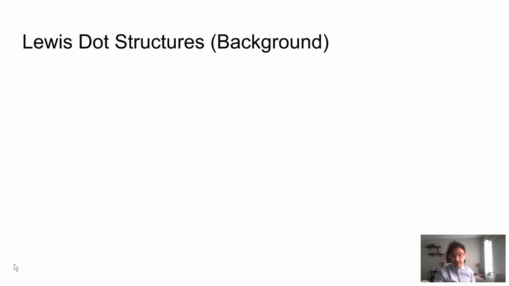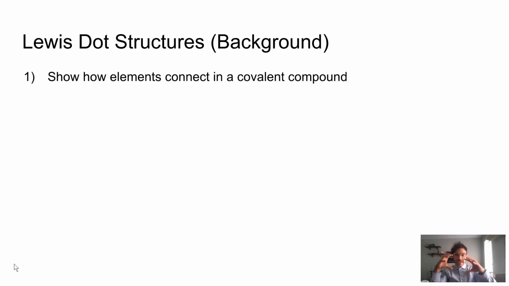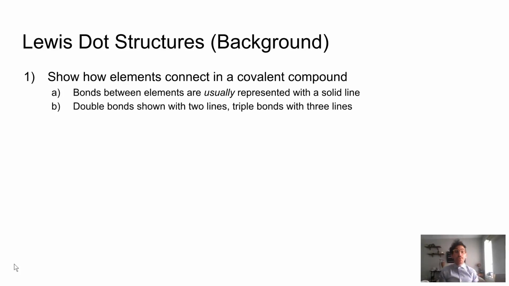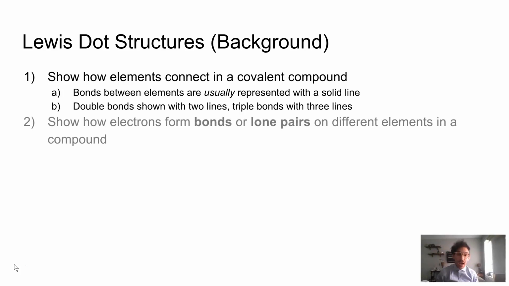Not too spicy. But Lewis dot structures, let's talk a little background before we talk about how to make them. We're going to show how elements are connected in a covalent compound. You might see them in other types of compounds, but not as often. The bonds between elements are usually represented with a solid line. You might see different things in different structures, but for our basic Lewis dot structures, we're just going to use a solid line. If we wanted to show multiple bonds, like a double bond or a triple bond, we would use 2 lines for a double bond, or 3 lines for a triple bond.